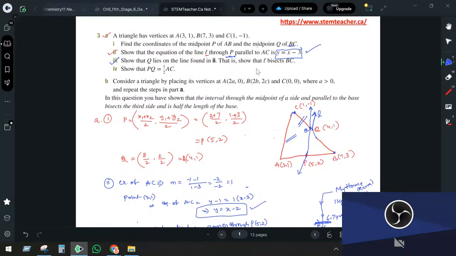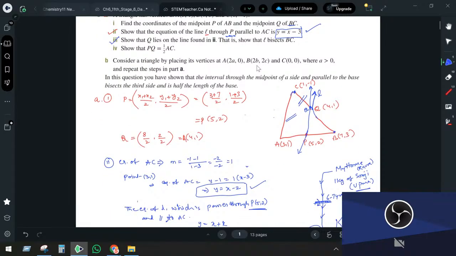And show that Q bisects BC. How can you show that Q bisects BC? The rest of this part I am leaving. Q bisects BC means, as L intersects BC at Q, therefore Q bisects BC. That's it. Nothing more to mention.